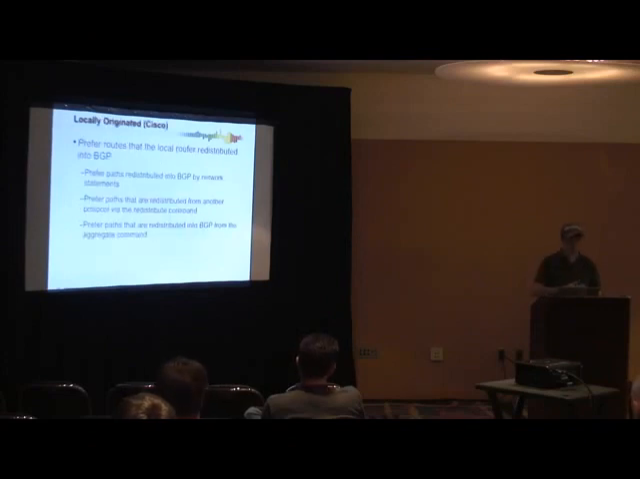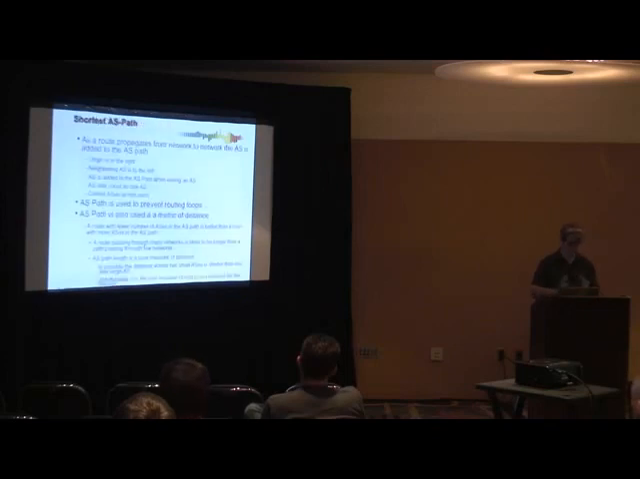On Cisco, routes that are locally originated and redistributed into BGP are preferred. That includes the network statement on the local router. That includes routes that are redistributed from another protocol, like static or connected. And that includes routes that are created through the aggregate command as well. Juniper doesn't really redistribute from one protocol to BGP locally on the box, so it doesn't really apply.